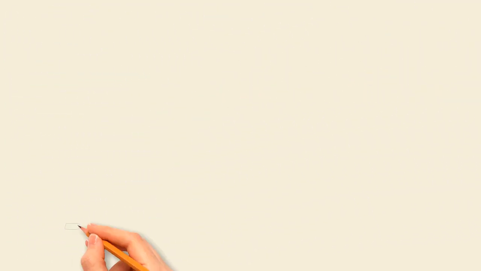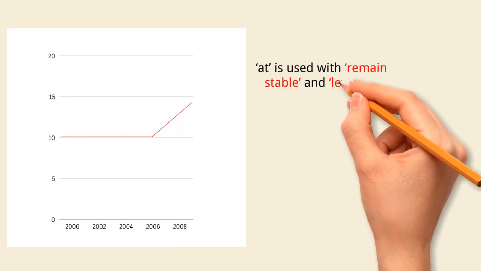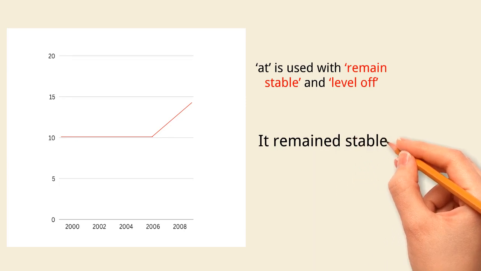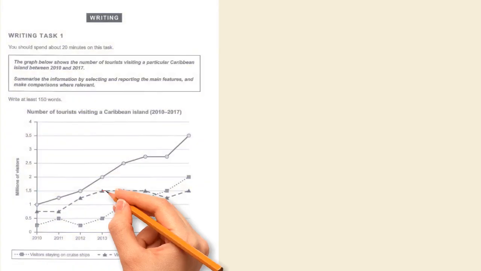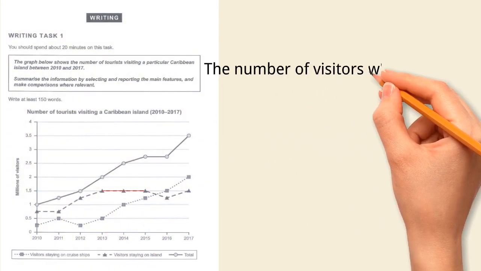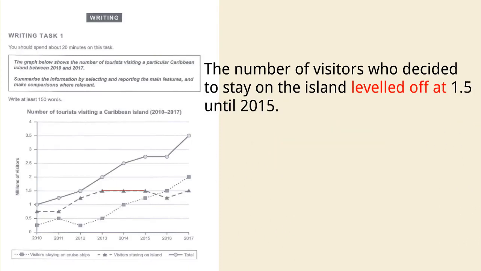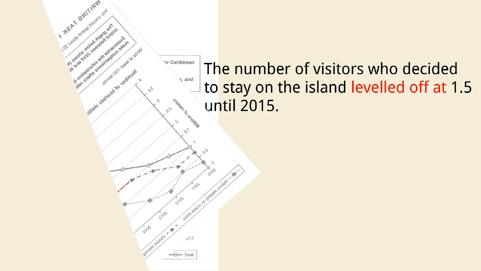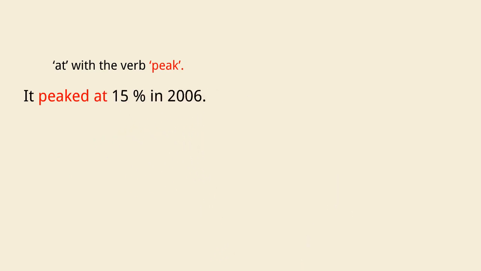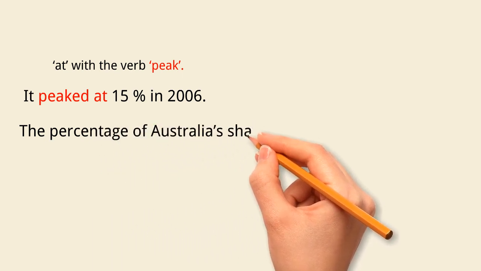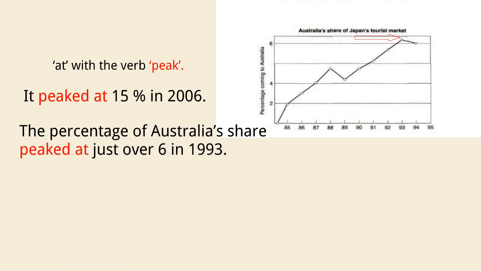Second, at is used with the phrases remain stable and level off. For example, it remained stable at 10% until 2006. Looking at the IELTS graph, the number of visitors who decided to stay on the island levelled off at 1.5 until 2015. Finally, we use at with the verb peak. It peaked at 15% in 2006. The percentage of Australia's share peaked at just over 6 in 1993.